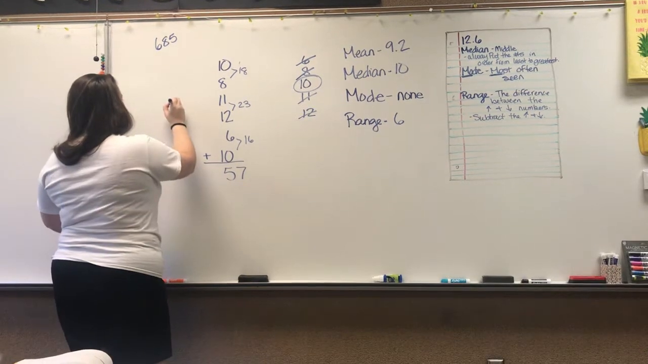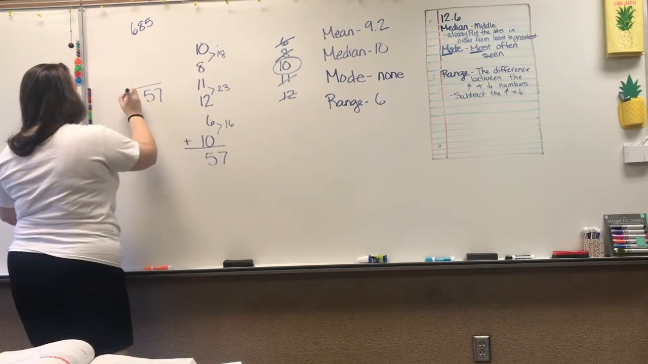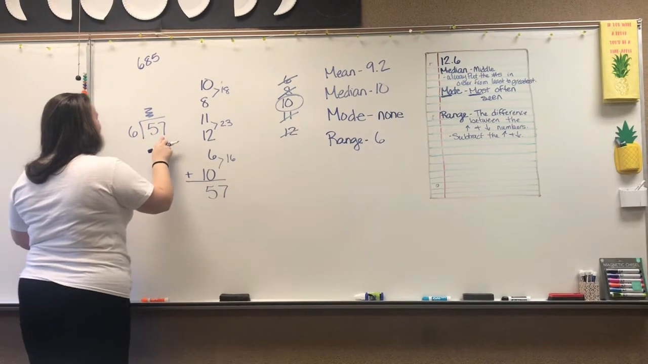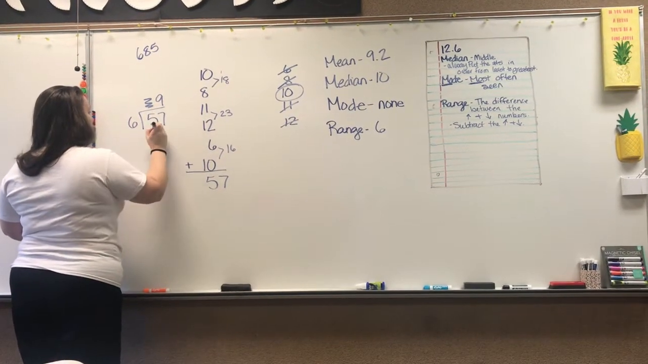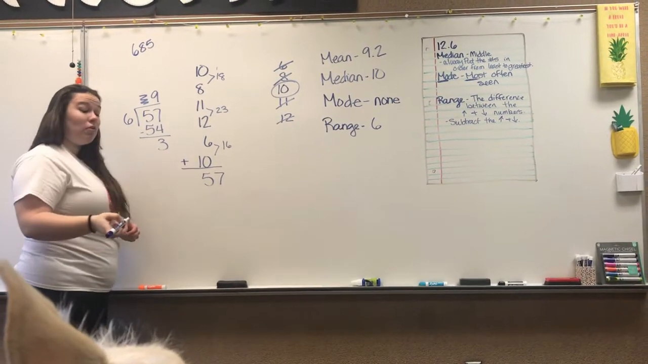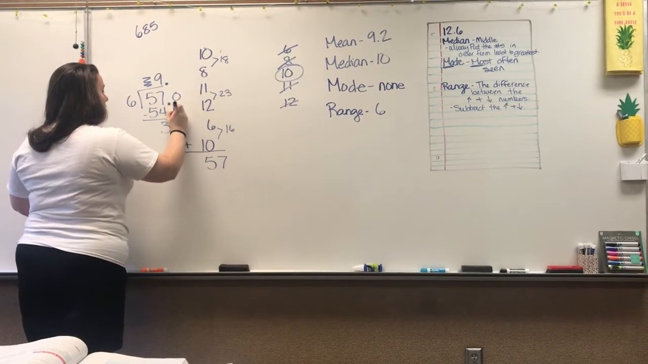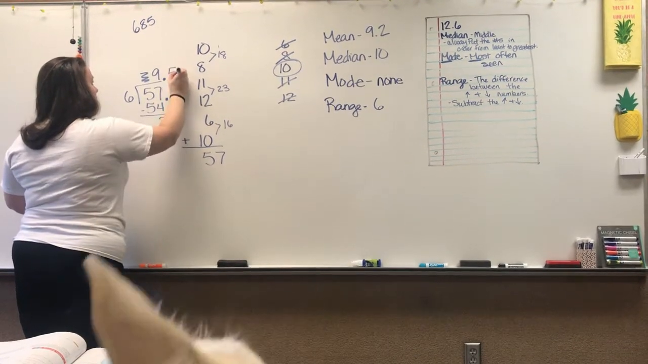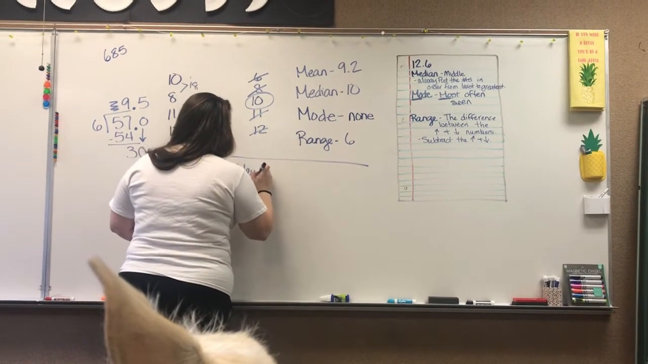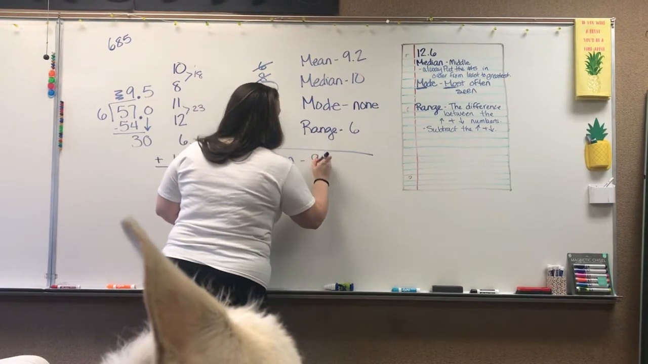Got 57. 57 divided by 6 observations. Can 6 fit into 5? No, it cannot. Can 6 fit into 57? 9 times. Okay, we don't like remainders in 6th grade, so I'm going to add a decimal and bring my decimal straight up. Bring down a 0. Okay, my new mean, my new average would be 9.5.